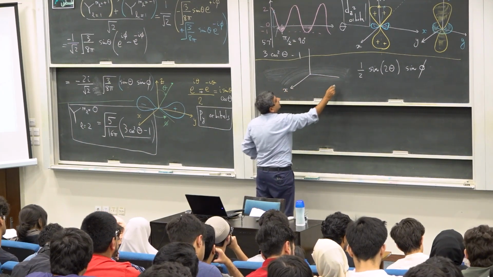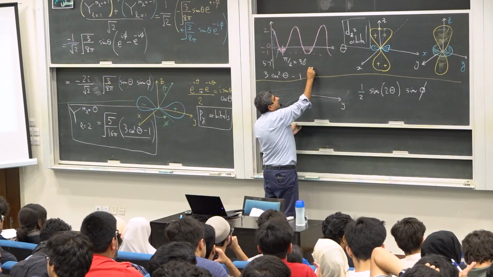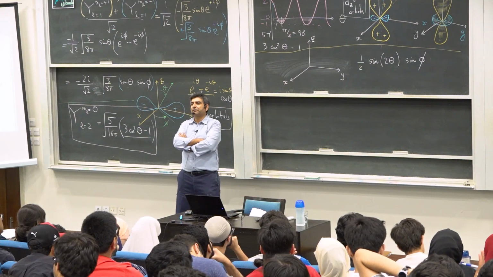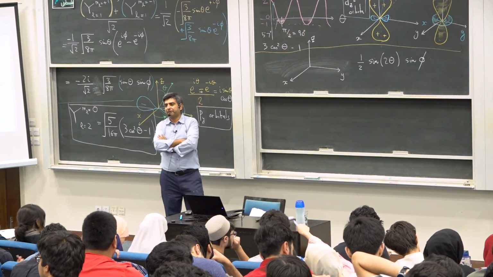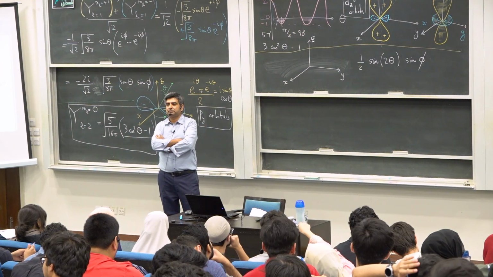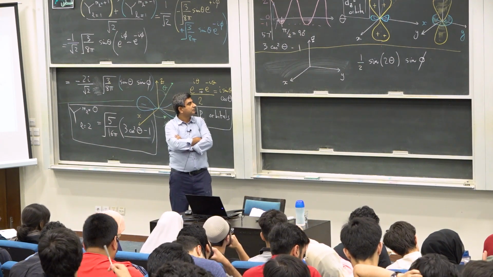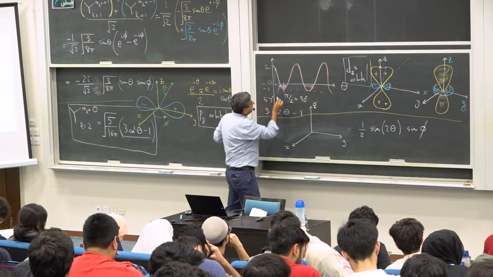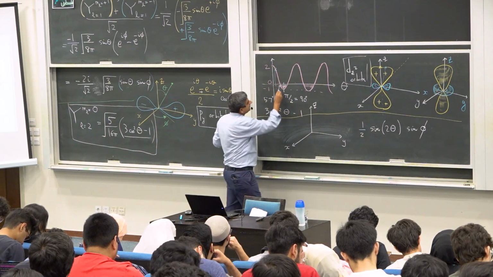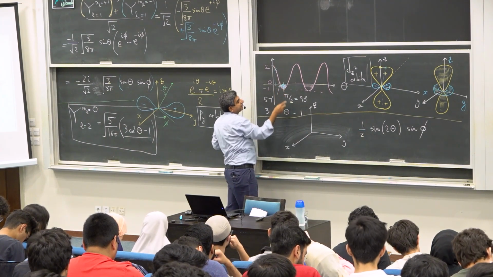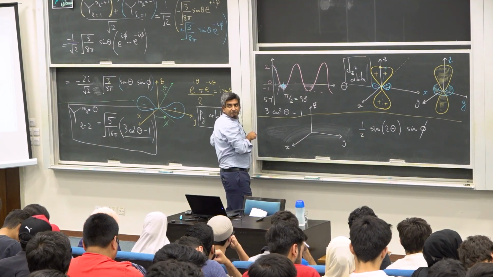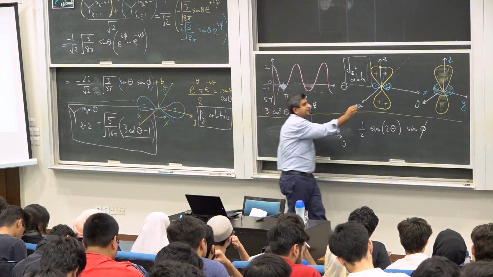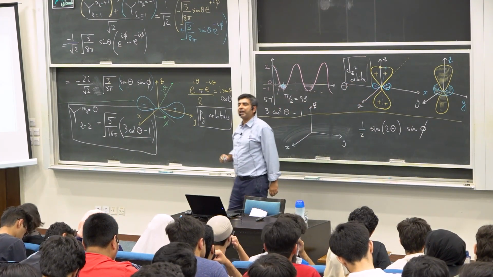X, Y, Z. Yes, please. Why is the negative wave function at the y-axis? Here? Because we are in this region. In this region, this function is negative. That's why. So between 57 degrees and 90 degrees and back to this point, this is the lobe that emerges and it has a negative value.